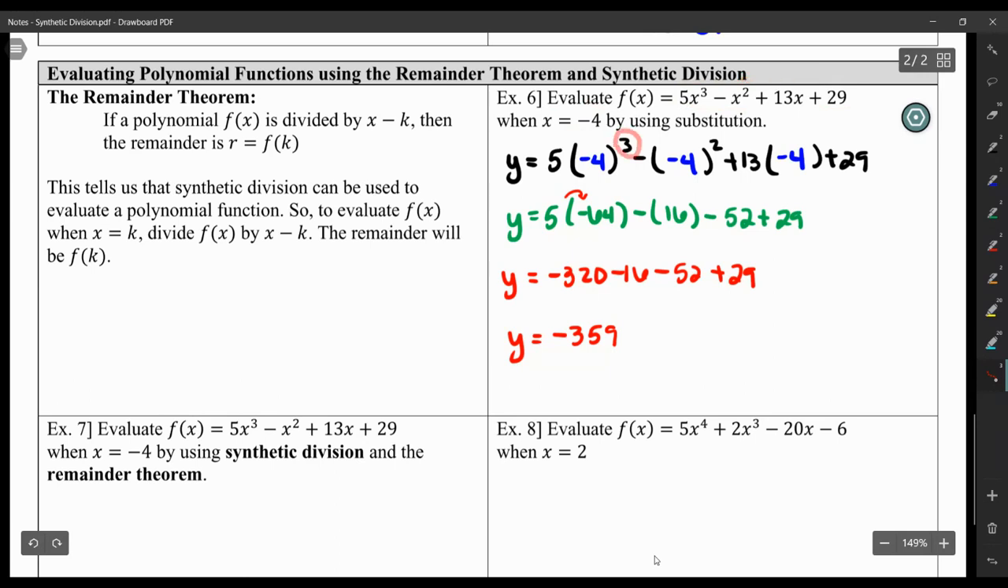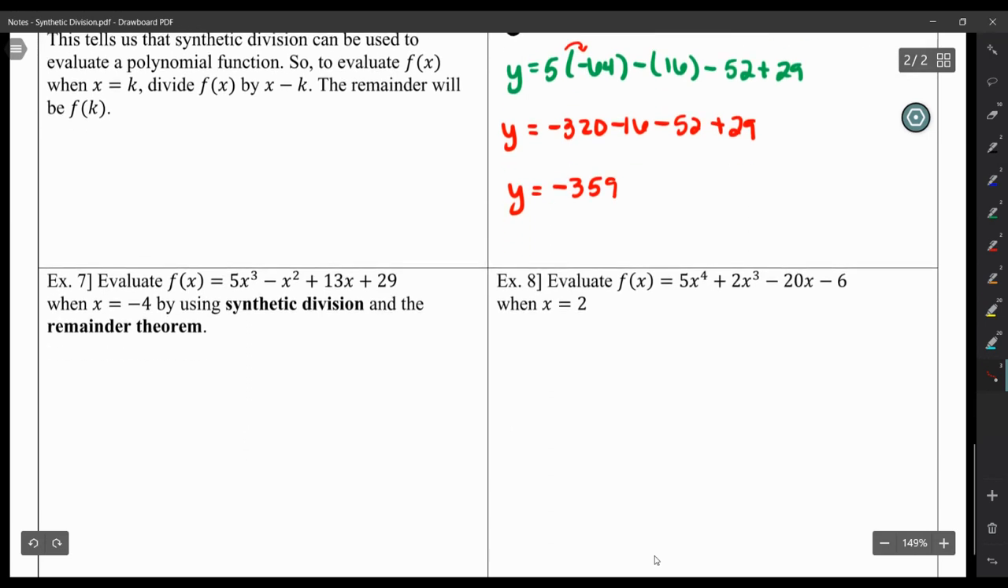Now, with exponents of 3, that's not too bad. But what if I had an exponent of 6? And I had x to the 6th, x to the 5th, x to the 4th, x to the 3rd, and so on. This process can get very lengthy very quickly. So let's use synthetic division instead.